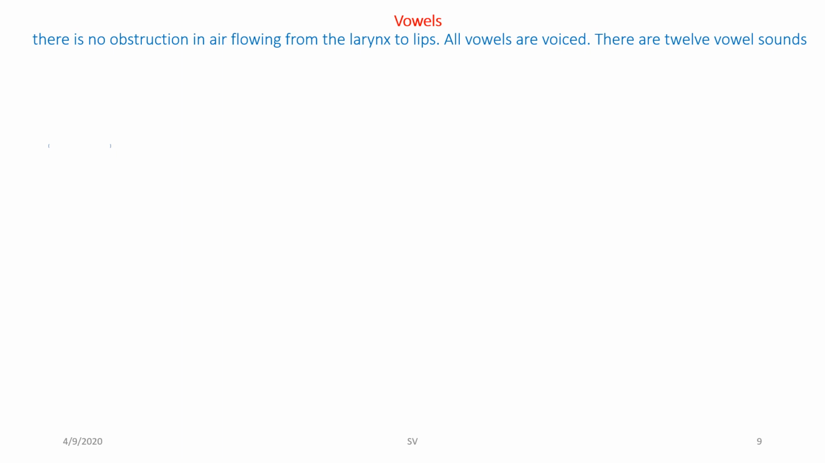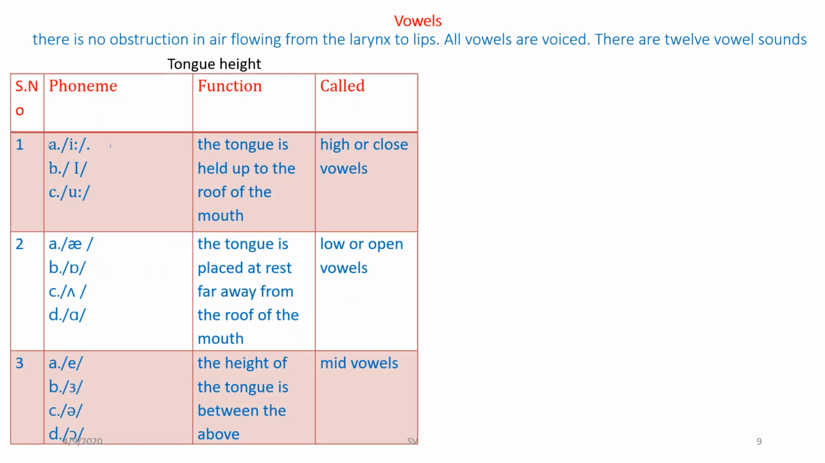Now we have vowels. There is no obstruction in air flowing from the larynx to lips. All vowels are voiced. There are 12 vowels in the English language. Now we have tongue height. What is tongue height? Tongue height is the position of the tongue in reference to the roof of the mouth when articulating vowel sounds. Examples: phoneme, function, and how they are called.